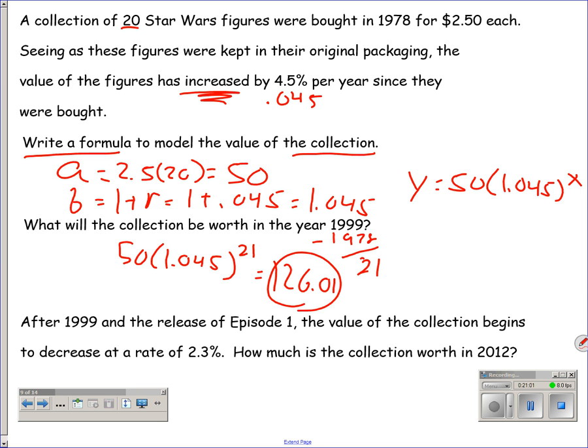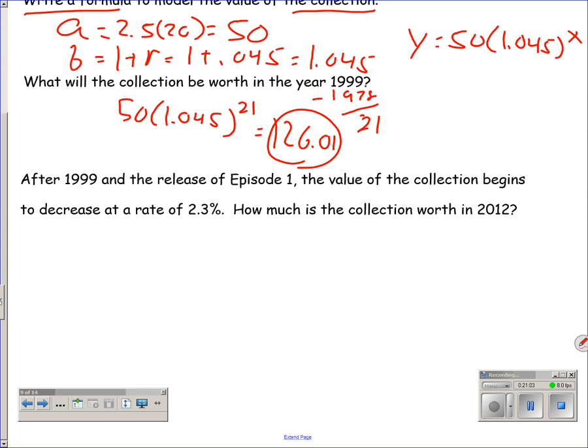What about this next piece of it? It says that after 1999 and the release of Episode 1, for whatever reason, the value starts to depreciate, starts to decrease, and now decreases at a rate of 2.3%. Well, I want to know how much the collection is worth in 2012. Can I use the same formula I came up with here? Oh, it's not growth anymore, it's decay.